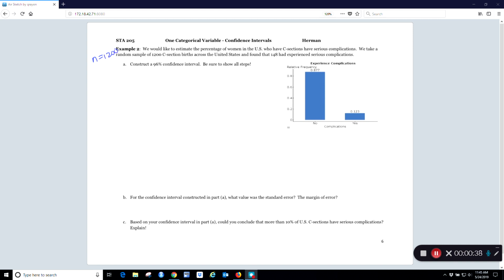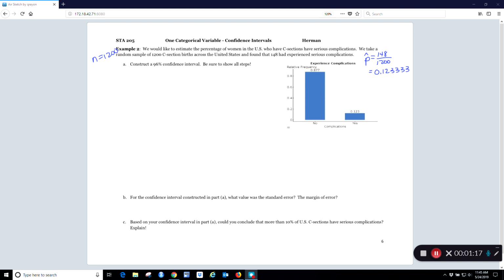So that's getting us our N. And we found that 148 of them have experienced serious complications. So then my P hat would be that 148 out of that 1,200, which again, carrying more decimals here, I'm going to carry 6. Gives me a sample proportion of 0.123333. You're also given a little picture so you can see those that did not have complications versus those that did. And so there's where you're seeing our 0.123. Here they just rounded it to 3 decimal places instead.